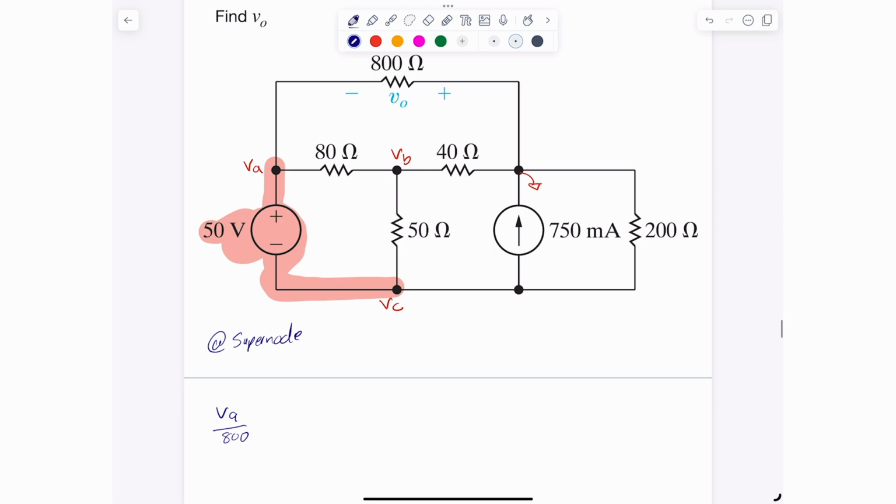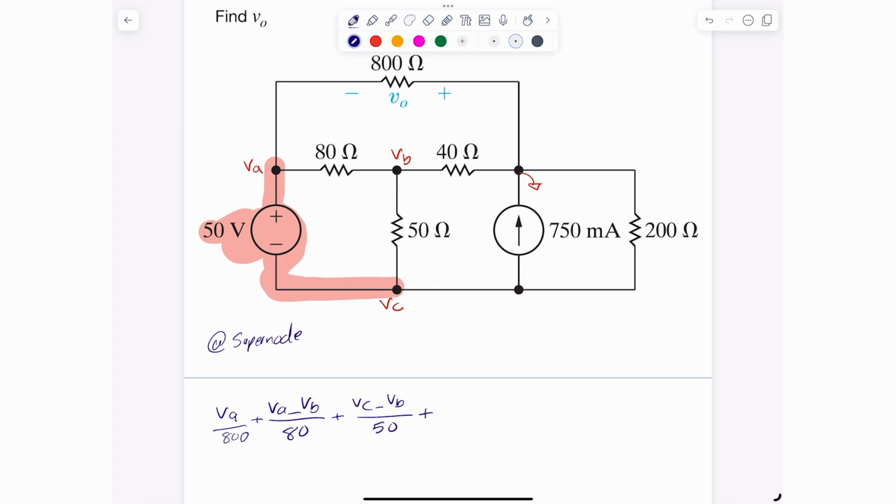We'll also have VA minus VB divided by 80 plus VA minus VB divided by 80. And then we ignore this current within the supernode. I believe we got these two here. That's good. So now we have the VC here. That's pretty much VC minus VB divided by 50. And then we have this current in here, which we already know.